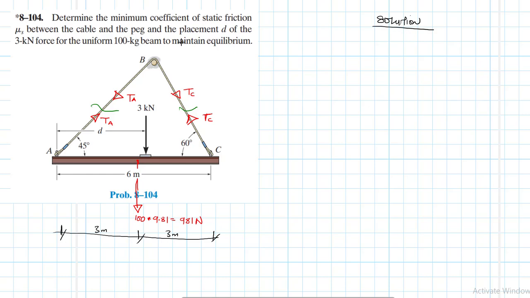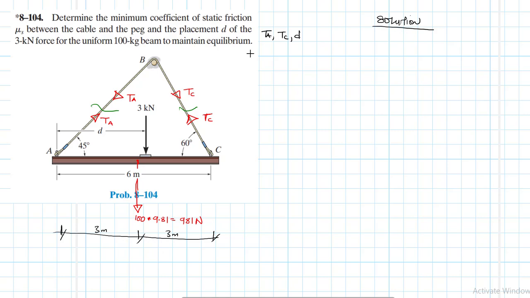Once we've done this, then we can apply the equations of equilibrium for this bottom part here. So how many unknowns do we have? We have TA, we have TC, and we have D. Therefore, the equations of equilibrium are enough for us to find these. And once we have found these, we're going to use the friction equation and the model for a cable going over a curved surface.